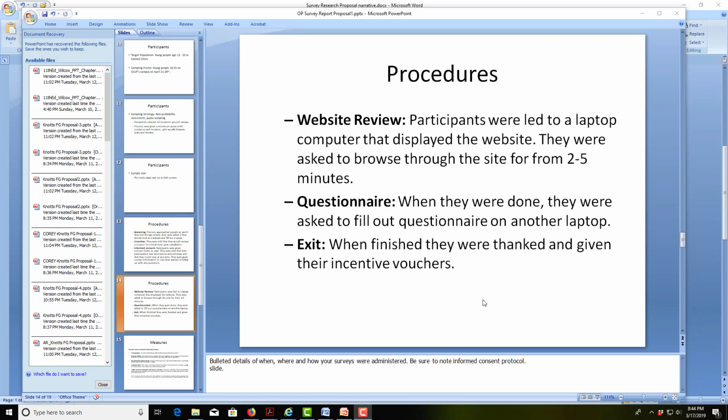Now, the procedures for your studies will likely be much simpler, but you still need to list when and how participants were contacted or approached. You can word that in the past tense, even though for your proposal it hasn't happened yet. And then you should also outline informed consent procedures that were followed.